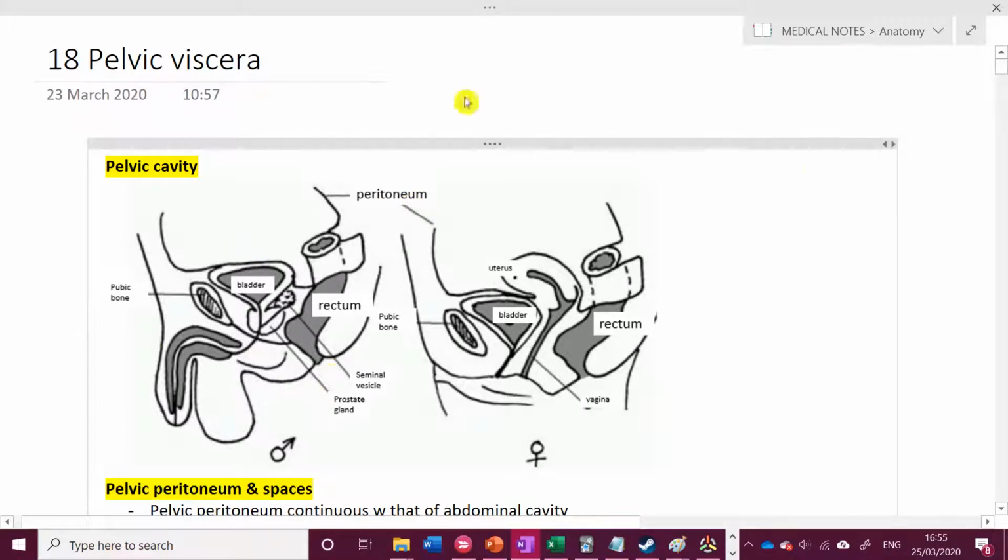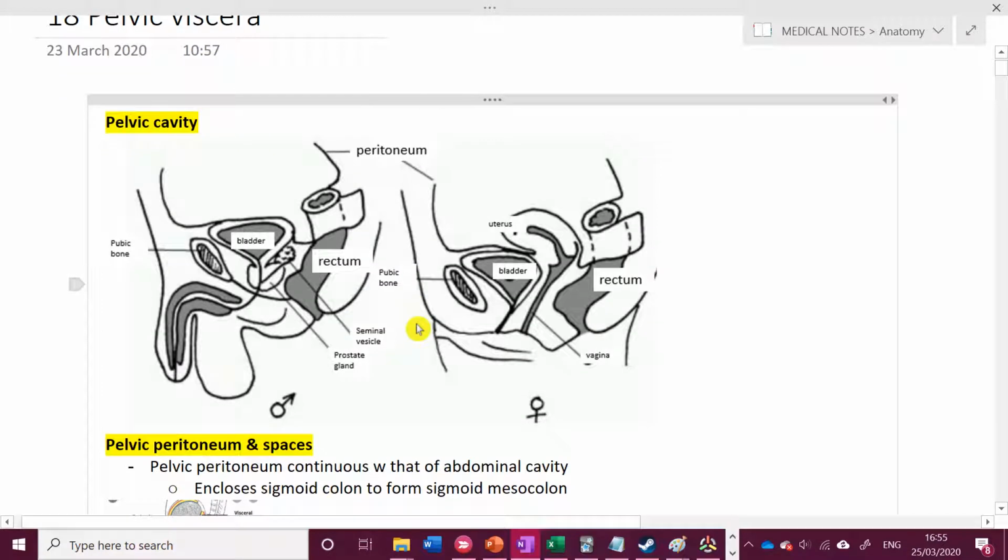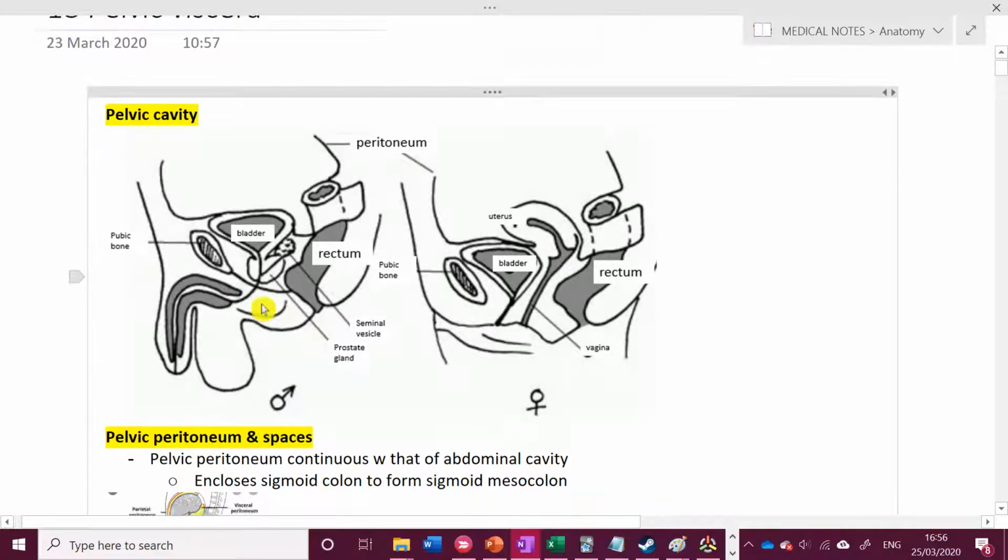So this is an image of the male and female pelvic cavities. We have various spaces formed by the pelvic peritoneum, continuous with the abdominal peritoneum, and we have various organs which are different in the male and female. So we both have a bladder and rectum, but the male does not have a uterus and so on, and the female does not have all these organs, so we will take a look at those.